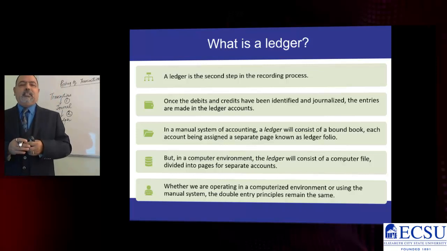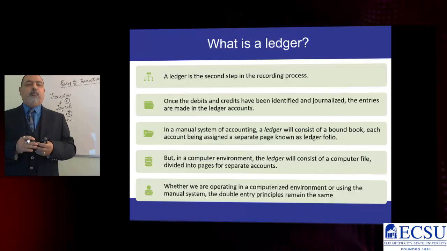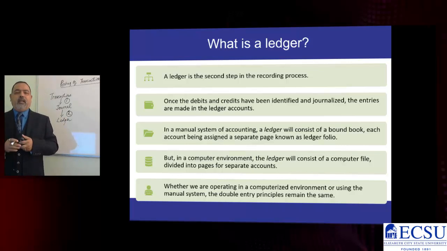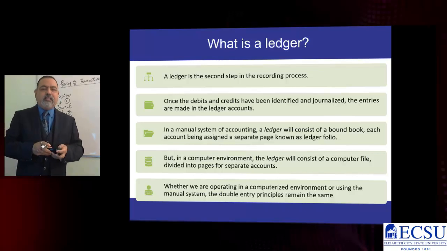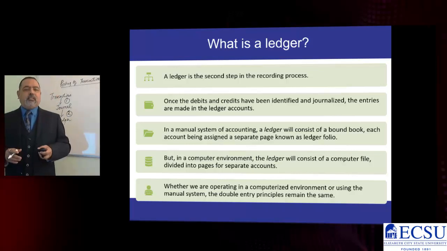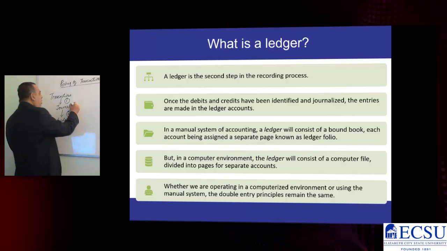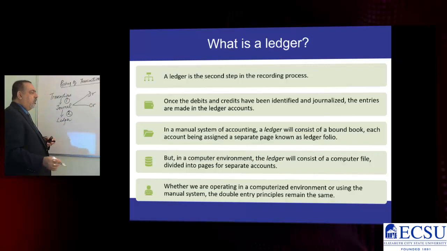But of course, these days, most businesses do computer accounting. So in a computer environment, the ledger will simply consist of a computer file. And then, of course, that would be divided into separate segments of the file where we will be recording transactions in a different account. Whether we are operating in a computerized environment or a manual system, the double entry principle should remain the same. So it means in a journal, you will be debiting one account and crediting another account.